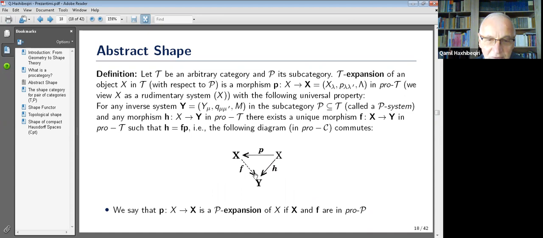We say that p from X to X is a P expansion of X if X and F are in Pro-T. If F and H are in T, then we have a T expansion. If they are in subcategory P, then we obtain a P expansion. Also, if p is a P expansion, we say that X is associated to the inverse system X via p.